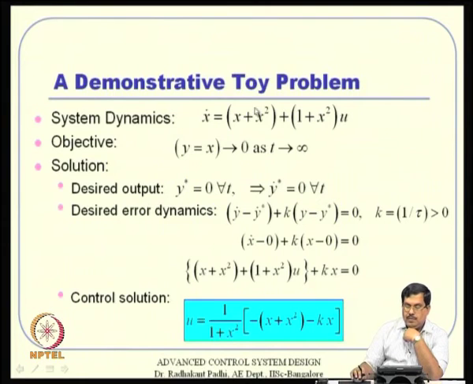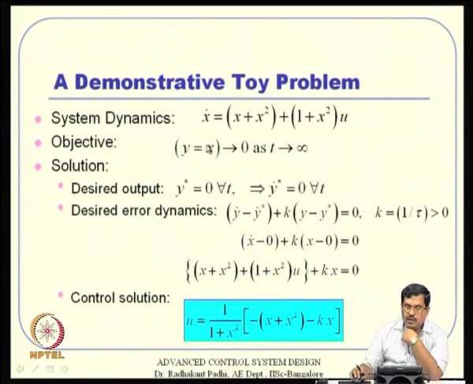F of x is this one, g of x is that one, and because y equal to x, del s by del x is 1, so f y of x is this one and g y of x is also that, since del s by del x is 1 anyway. So, we do not have this difference. So, what is the desired dynamics? Let us say E dot plus k E equal to 0, where k is 1 by tau, which is certainly greater than 0. Then you substitute whatever you know.